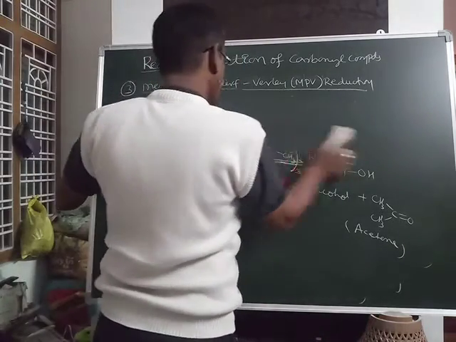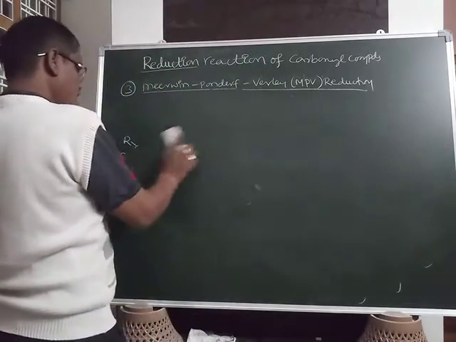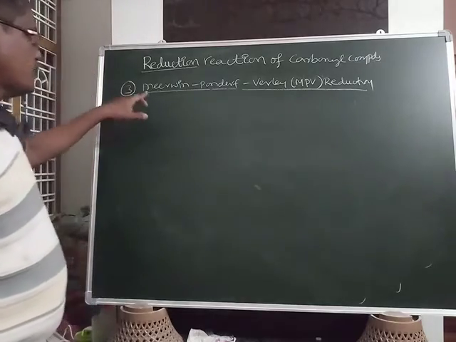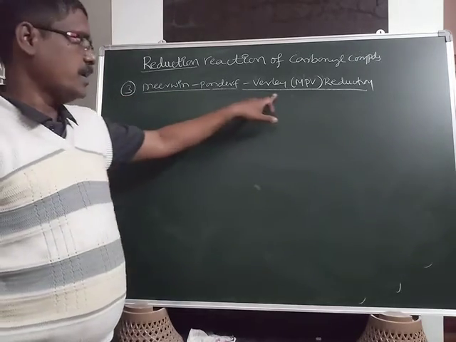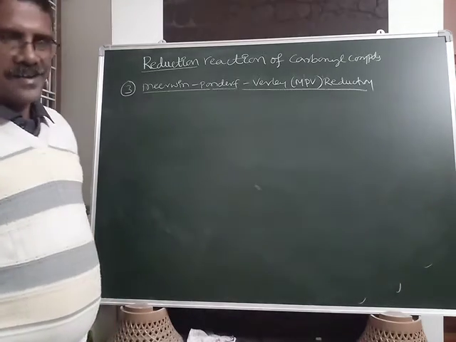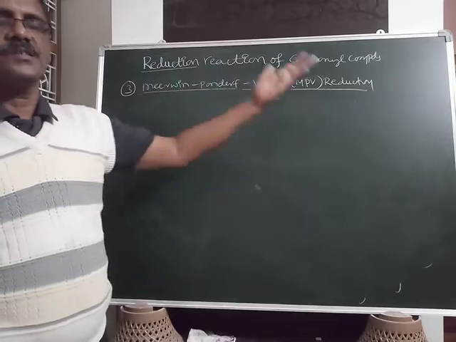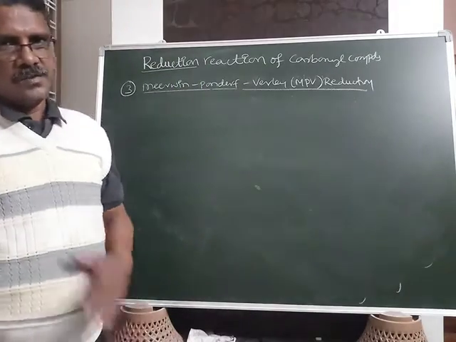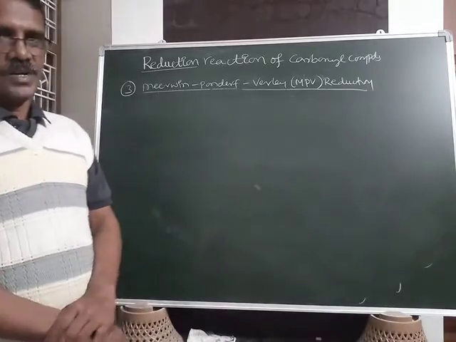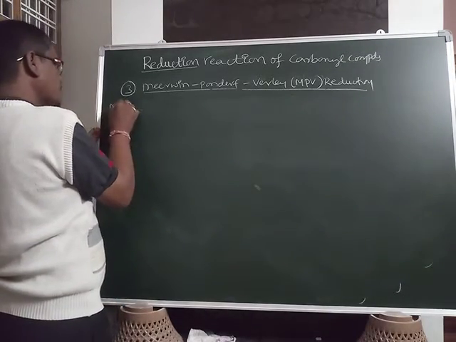Meerwein-Ponndorf-Verley reduction is a reversible reaction. Forward reaction is the reduction, backward reaction is the oxidation. Forward reaction is called Meerwein-Ponndorf-Verley reduction. Backward reaction is called Oppenauer oxidation. In this reaction, ketone reduces into the secondary alcohol. In the backward reaction, secondary alcohol oxidizes into the ketone. Okay, now the mechanism of this reaction.